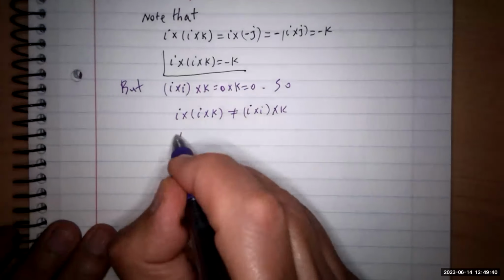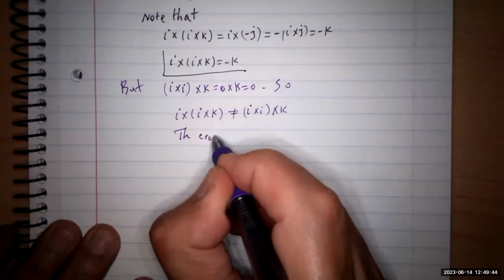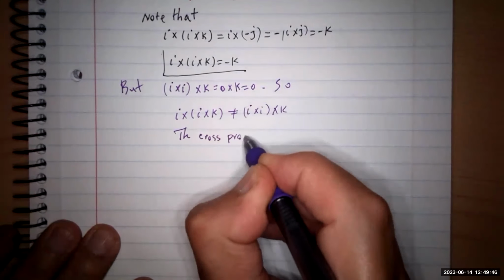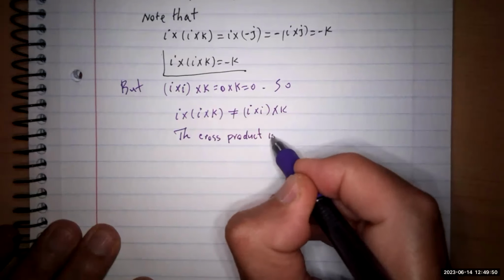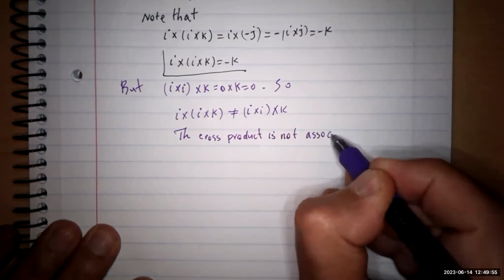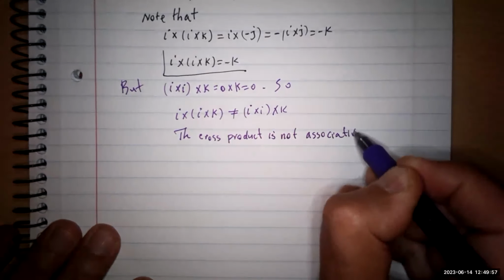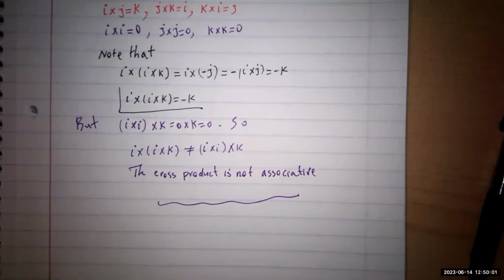So the cross product is not associative. So in both cases, in the case of the dot product and the cross product, you're not going to get the associative property in general, especially for this one.